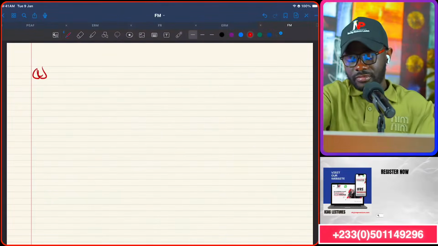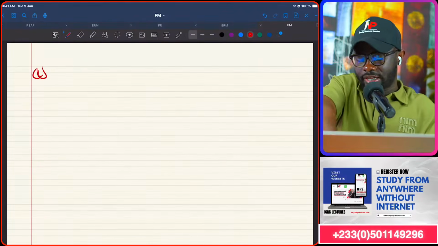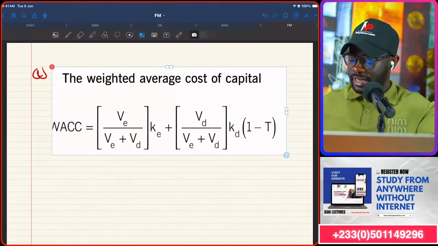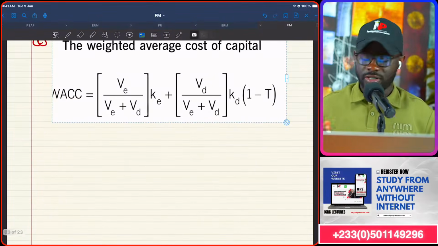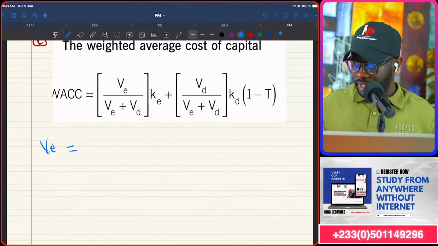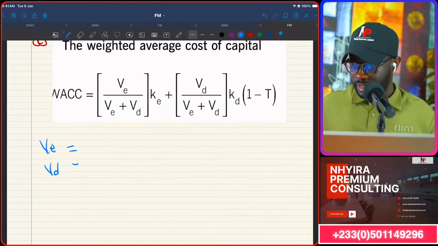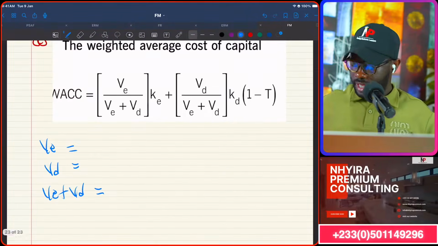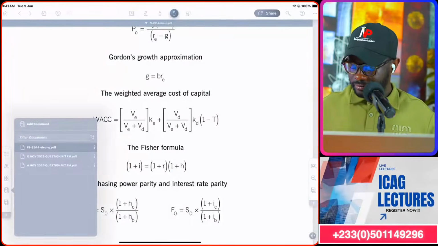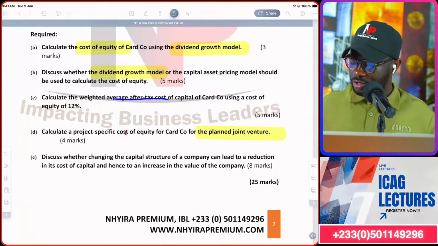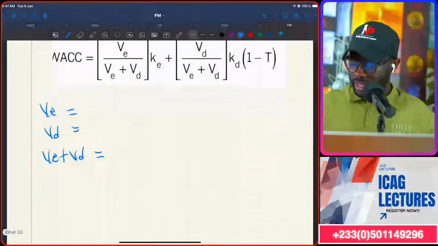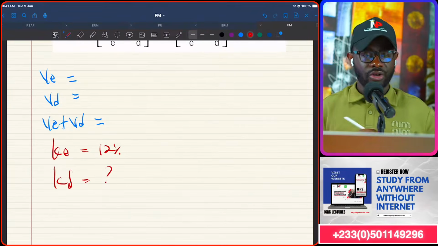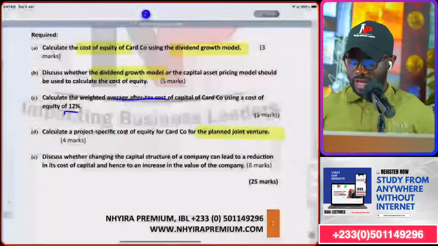So C here. So our WACC is going to be this formula. So it means that in the calculation of the weighted average cost of capital, we need a number of things. We need a value of equity, that's VE. We need a value of debt, that's VD. Then we need the VE plus VD. Okay? Now we have been given KE because they said we should assume KE is what? 12% here. So we are given KE to be 12%, but we need KD. We don't know. So let's go read a question and see if we can figure out these things.